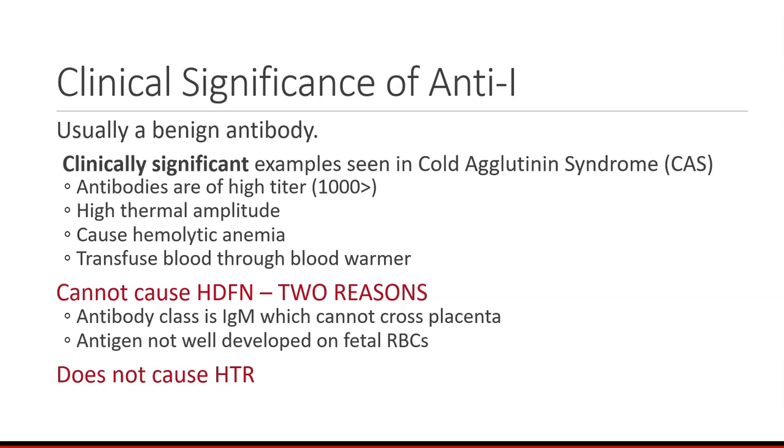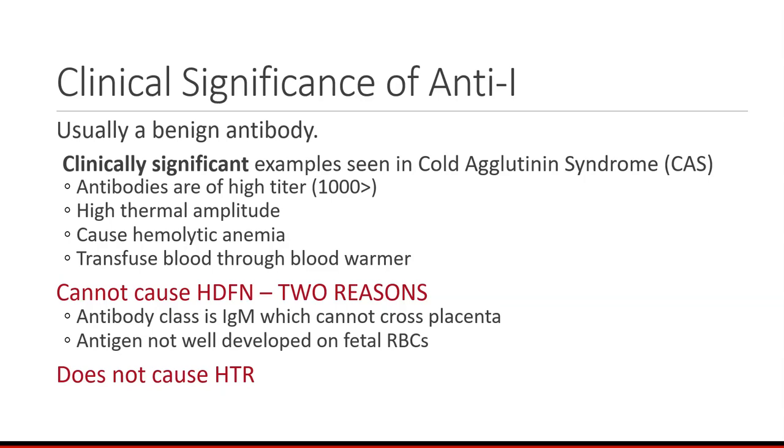A blood warmer is a device which is hooked to the blood bag, and then the other end is hooked to the IV that goes into the patient. And it's a warming coil. It looks like a radiator, the old-fashioned radiators. And this is essential, again, for these very rare individuals who have these high titer anti-Big Is.